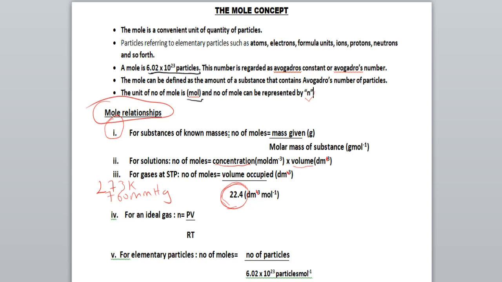Okay, moving on. Now, number of mole for an ideal gas. When an ideal gas is mentioned, this is the formula for you to use. And don't forget, number of mole can also be represented by a lowercase n. So this n represents our number of mole, P represents our pressure.